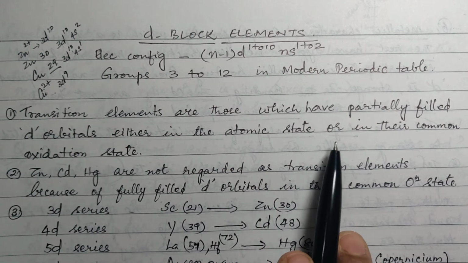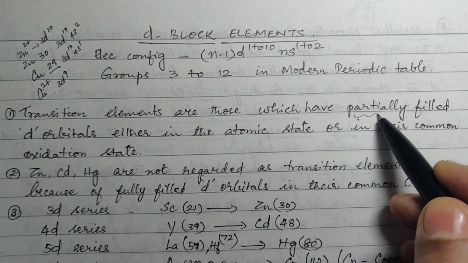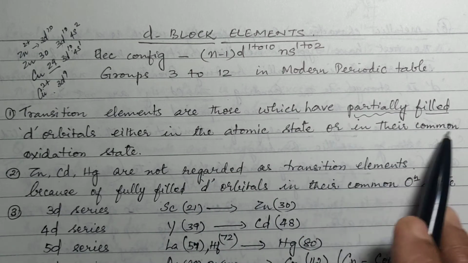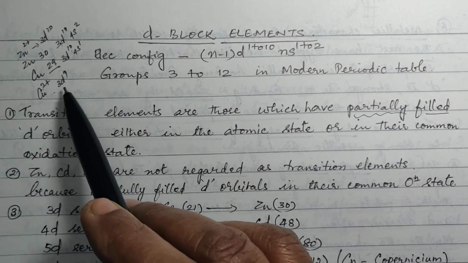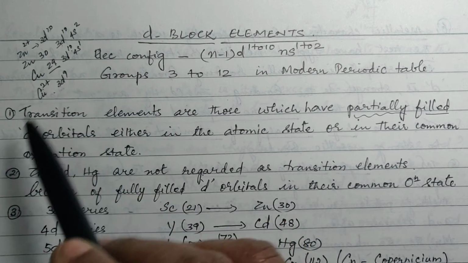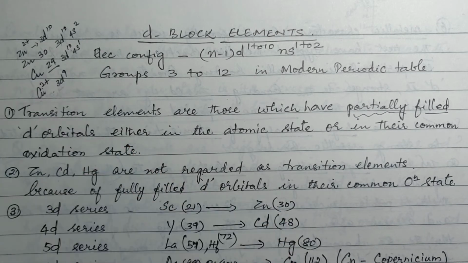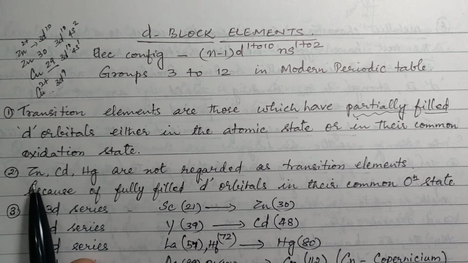Now, what is the definition telling? Transition elements are those which have partially filled d orbitals either in the atomic state or in their common oxidation state. Now, common oxidation state in the case of Cu2+, it is having partially filled d orbitals. It is not fully filled. But this zinc in its common oxidation state is having fully filled 3d. Is that clear? So, if it is having fully filled 3d, then it is not considered as a transition element. But copper is considered as a transition element. That is why it is given.